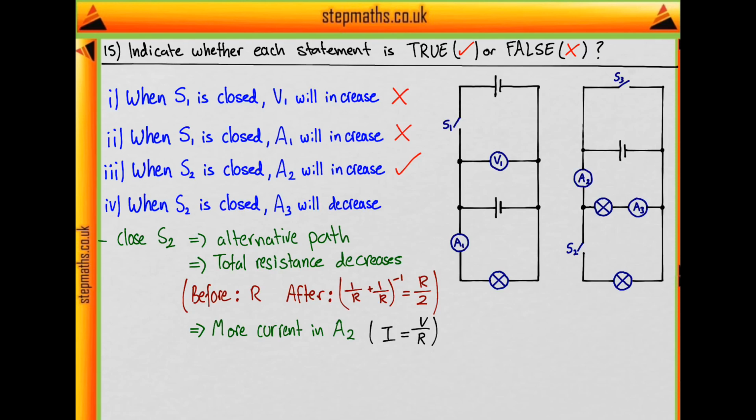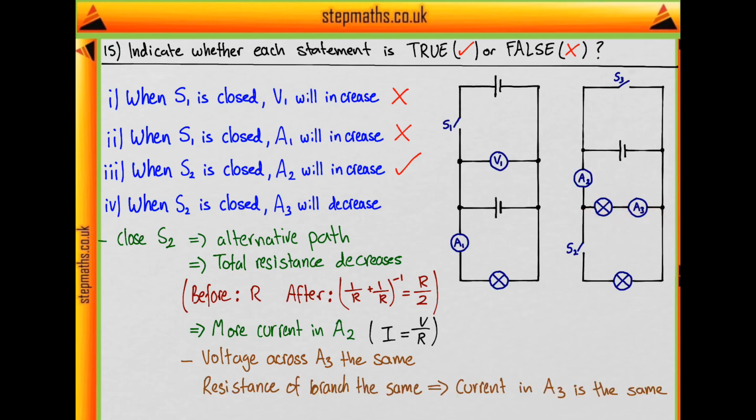However, this isn't the case, as when you add in parallel, the voltage on each branch remains the same. So our voltage across this branch is the same as it was before, and our resistance of this branch hasn't changed, so that means our current wouldn't change. So that makes statement 4 false.